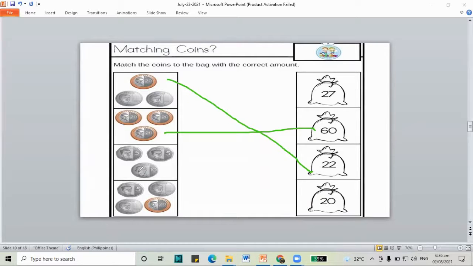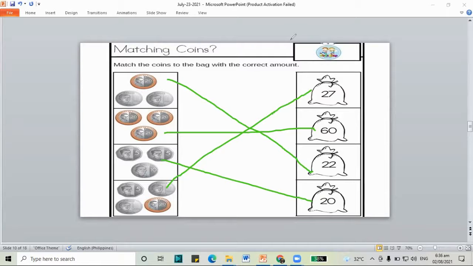Next one, if you have 10 plus 2 5 peso coins, that is 10. Let's skip count. 10 plus 5, that is 15, plus another 5 will make 20. 2 and 0 is 20. How about this one, the last set? If you have 20 plus 5, which makes 25, plus 2 more coins, 26, 27. Let's make our line for 27. That's how you skip count. That's how you match your coins.